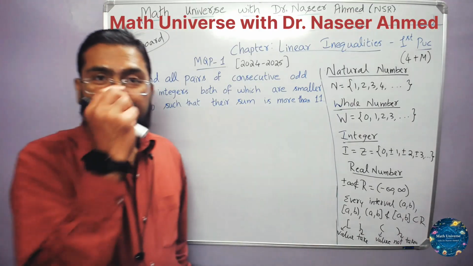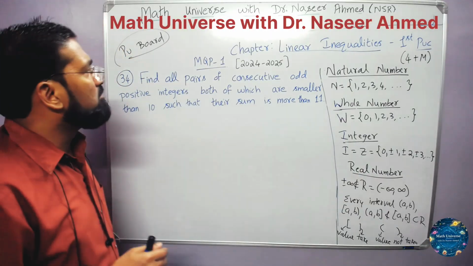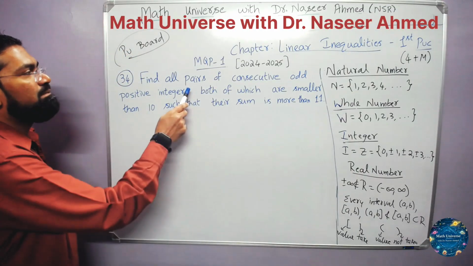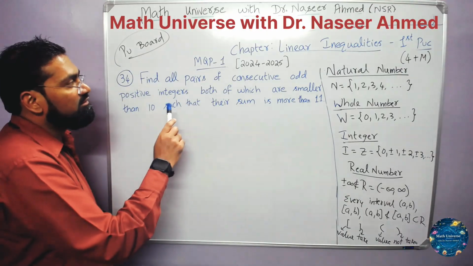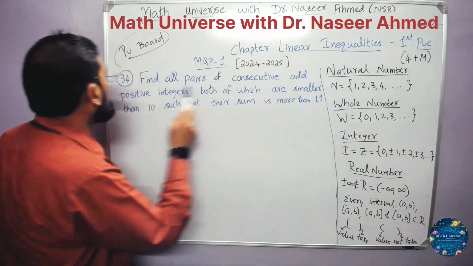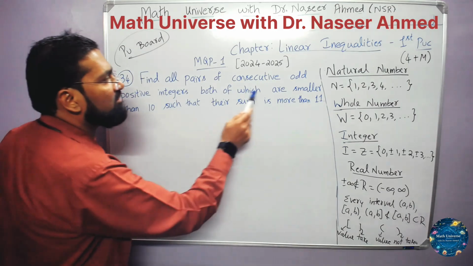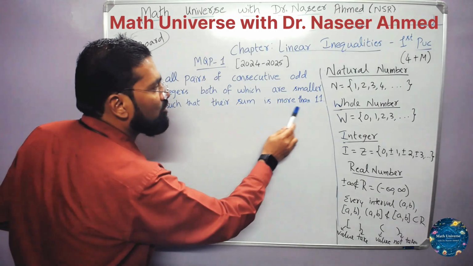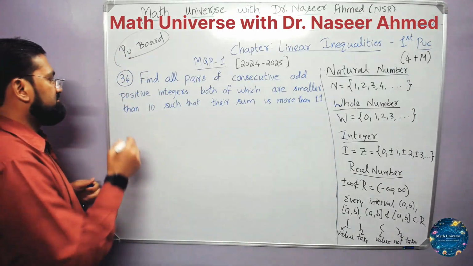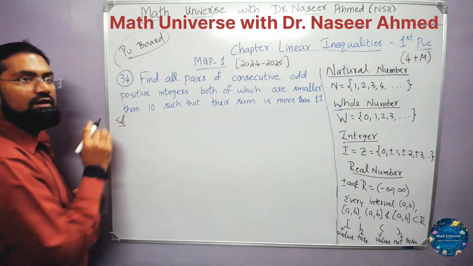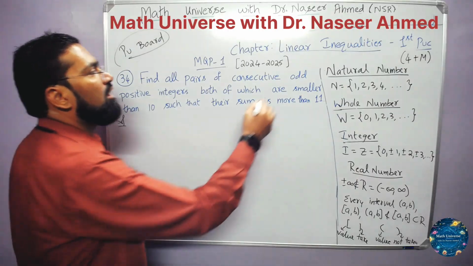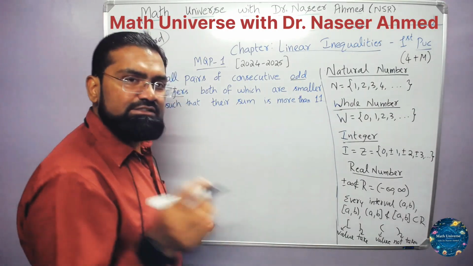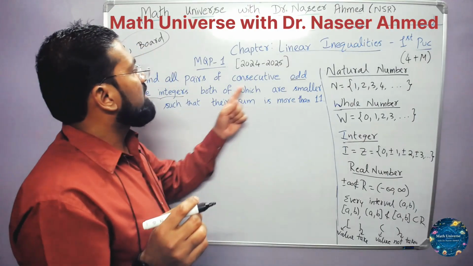Okay, dear students, let us move on to the last problem from model question paper number 1. The question says, find all pairs of consecutive odd positive integers, both of which are smaller than 10, such that their sum is more than 11. Before we go ahead, they talk about odd positive integers. Let us talk about two consecutive. Okay, consecutive they want, right?